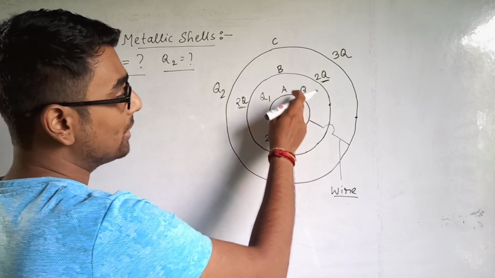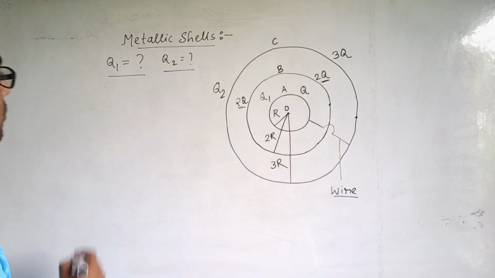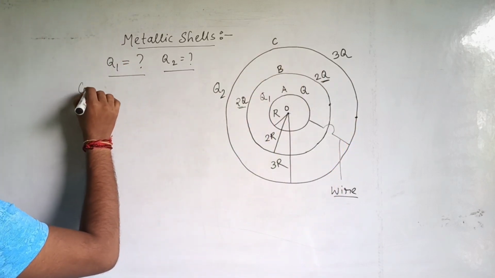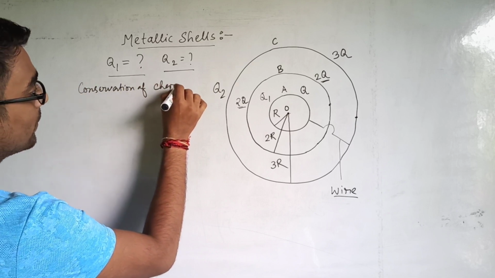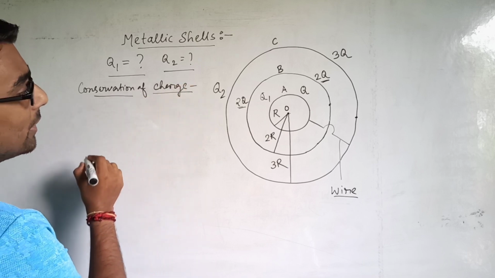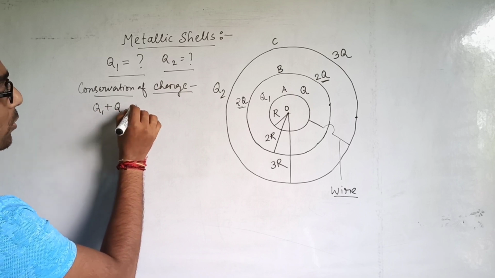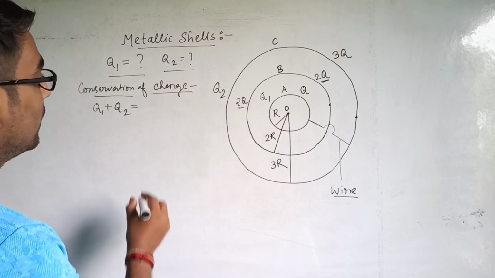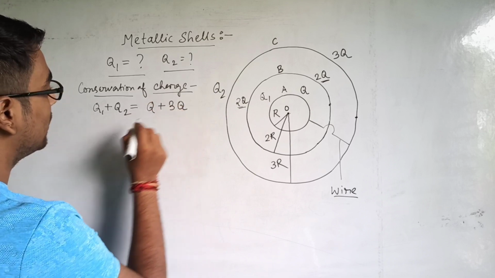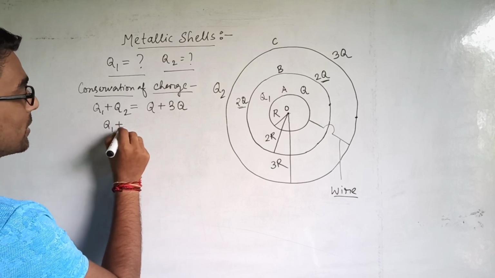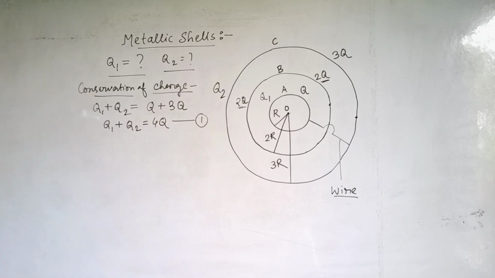Okay. So first of all, due to conservation of charge, we know that charge will always remain conserved. So the total charge at the inner shell and the outermost shell will be equal. So because of conservation of charge, we can write that Q1 plus Q2, the total charge because of both the shells, will be equal to, initially it was Q plus thrice Q. That means Q1 plus Q2 will be equal to 4Q. Let it be equation 1.